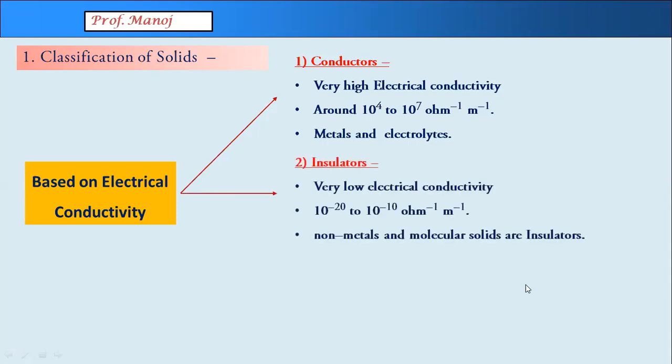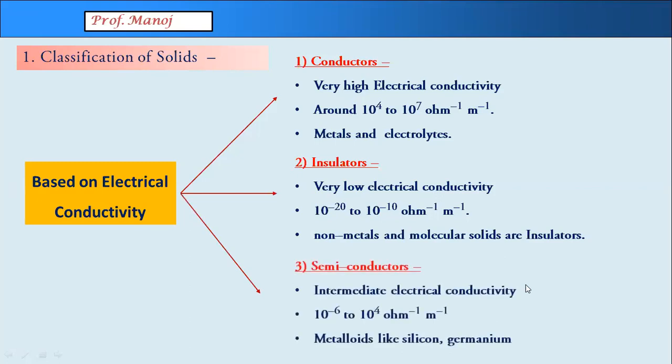The second type we study is the opposite of conductors, that is insulators, bad conductors of electricity. The conductivity is extremely poor. You can see here the values, 10 raised to minus 20 to 10 raised to minus 10. All the non-metals except graphite, as an example, and all molecular solids will be bad conductors of electricity, insulators.